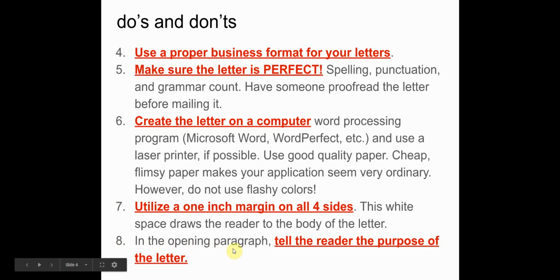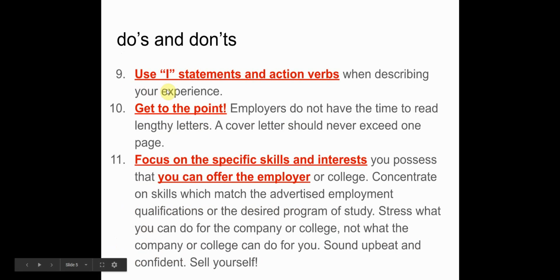Number eight, in the opening paragraph, tell the reader why you're writing, just the purpose of this letter. Number nine, unlike the resume where you never use first-person pronouns, here you use I statements and action verbs. You say me and my and so on. Number 10, you get to the point. Don't make this letter tedious and long, and you don't need a life story of how you were raised as an orphan or anything like that. This is just getting to the point and letting them read without having a lot to read.